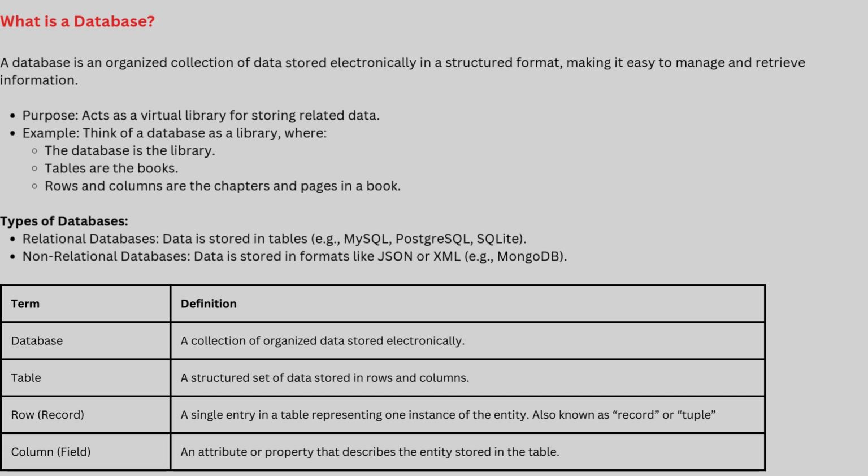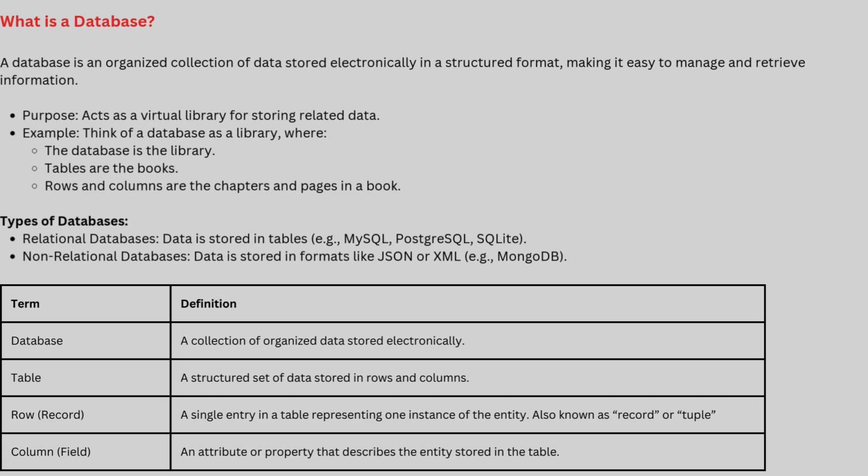Types of databases. Relational databases. Data is stored in tables, example, MySQL, PostgreSQL, SQLite. Non-relational databases. Data is stored in formats like JSON or XML, example, MongoDB.